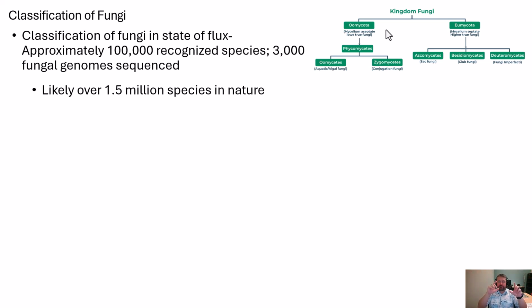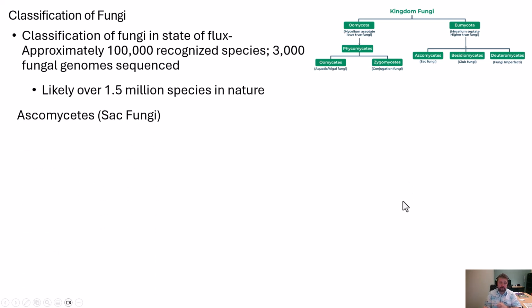The Oomycota, which are the mycelium asepta, so no septa forming, and then the Eumycota, which means true mycota, which means their mycelium is septate. Okay, and so we think of the Oomycota as the lower true fungi, maybe the first group to evolve, and then the Eumycota, or the true mycota, as the higher fungi, maybe a little bit more advanced structures when it comes to fungi.